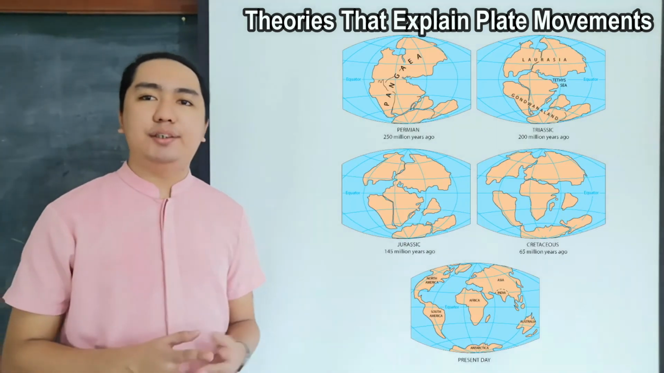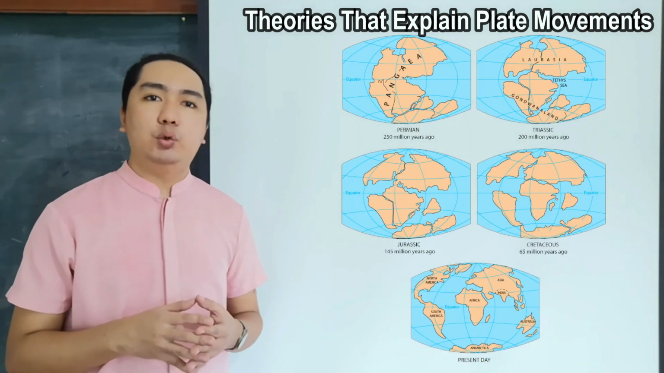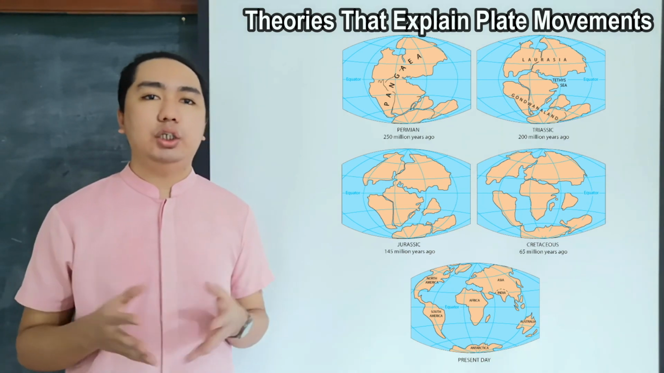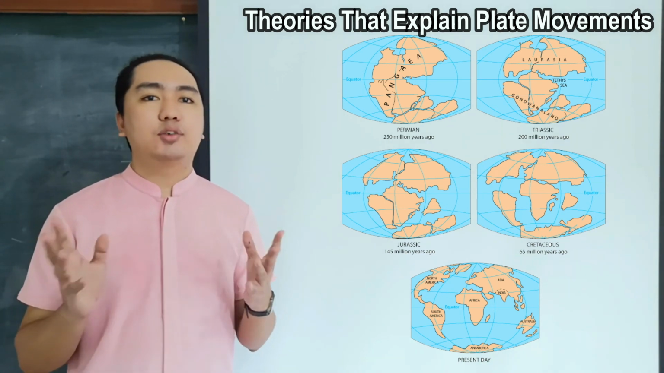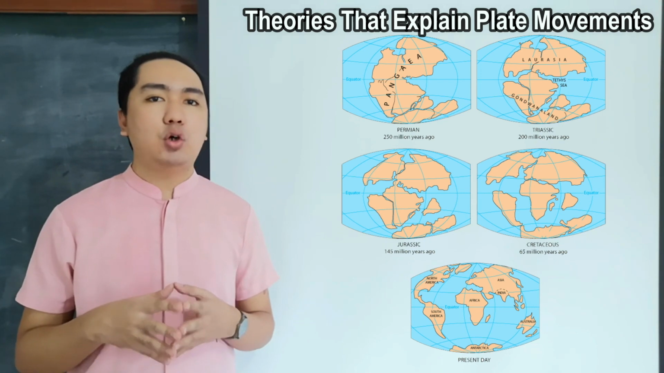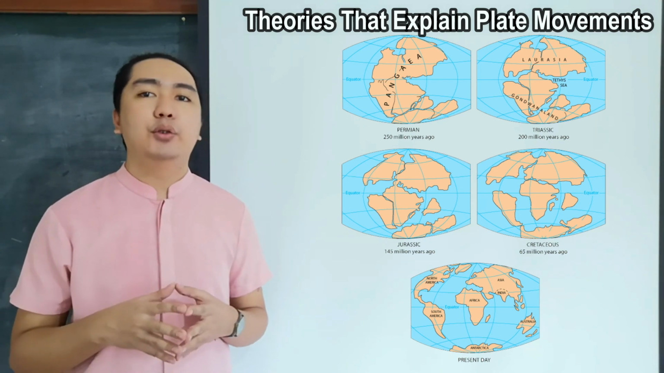So these are the figures that explain Wegener's theory. So again, according to the theory of continental drift, the supercontinent fragmented into the continents as we know them today.